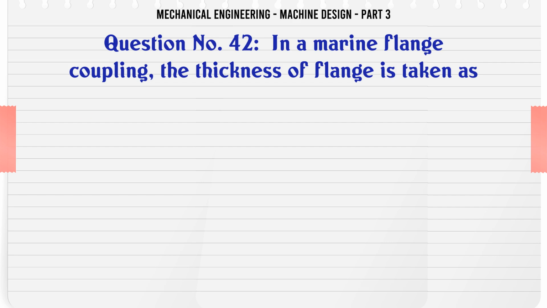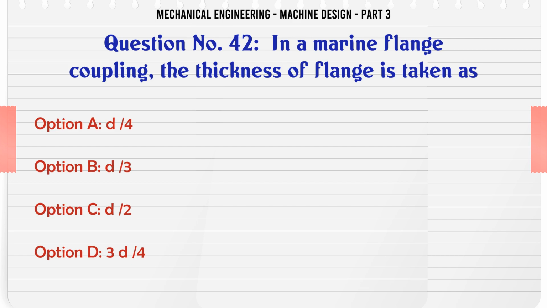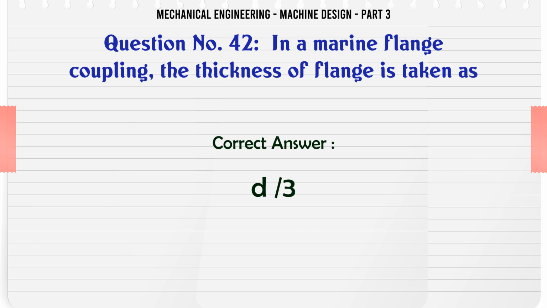In a marine flange coupling, the thickness of flange is taken as A. D/4, B. D/3, C. D/2, D. 3D/4. The correct answer is D/3.